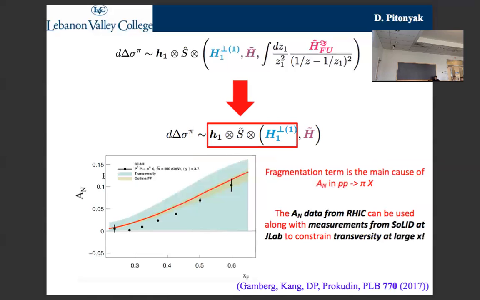We're going to get to that. This is the point of the talk. I can make the talk 5 minutes and get to the bottom line, but I want to give you some background on where we're going. So in this calculation, when H tilde equals 0, you could call it a Gamberg-Kang-Pitonyak-Schlegel approximation. But I don't want to call it that because, as we'll see, this function H tilde cannot be 0. If it's 0, the Collins function is 0.